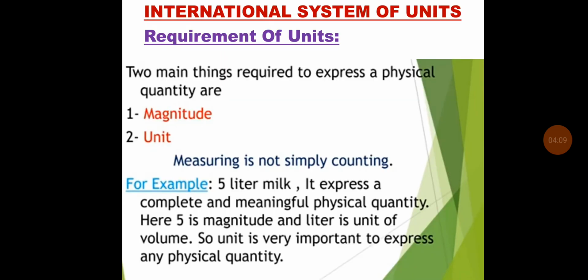The next topic is the International System of Units. Now, what is the requirement of units? As we have already studied, two main things are required to express a physical quantity, which are the magnitude and unit. So measuring is not simply counting. For example, 5 liter milk expresses a complete and meaningful physical quantity. Here 5 is the magnitude and liter is the unit of volume. So the unit is very important to express any physical quantity.